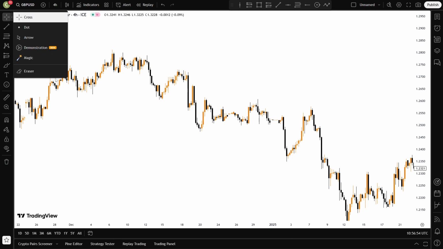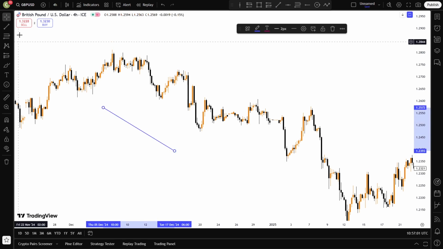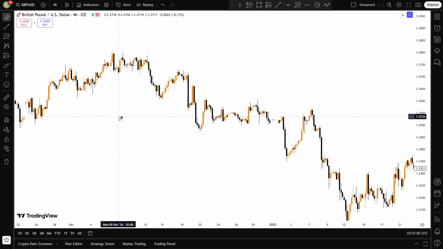Now moving on to the eraser tool. The eraser tool is used to quickly remove a drawing on a click. For example, if I create a drawing right now, I can head to the eraser tool, locate the drawing, click on the drawing, and then the drawing disappears.